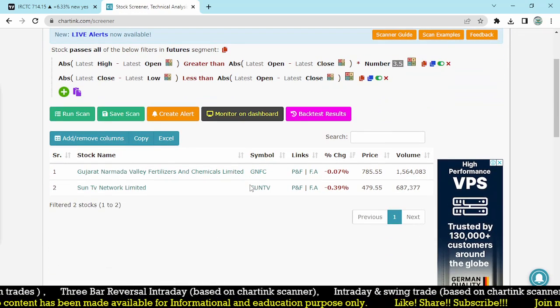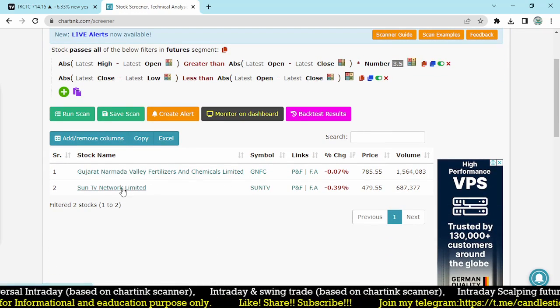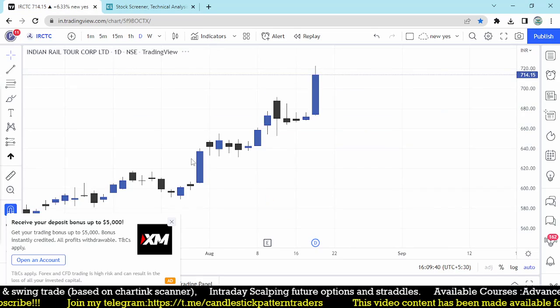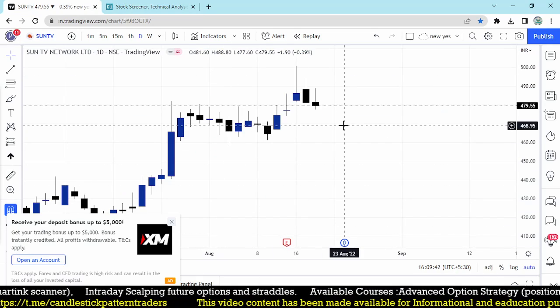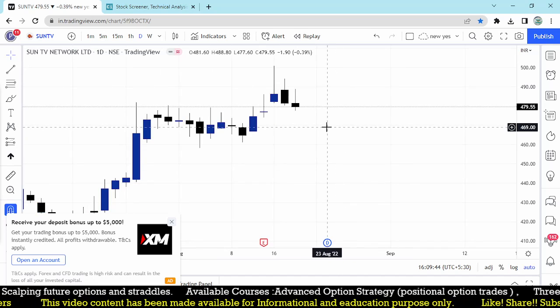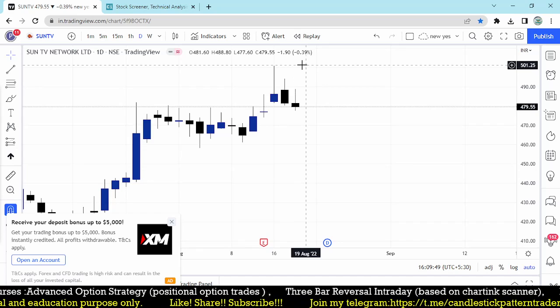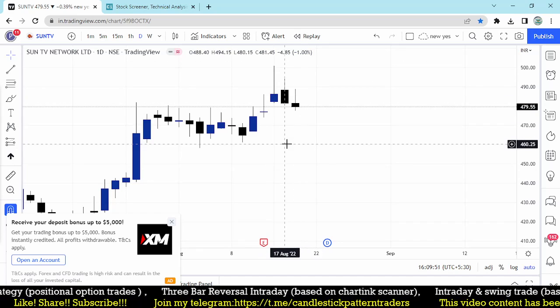Let me find out. GNFC we got a shooting star, and Sun TV also has a shooting star. Let me check Sun TV. Yes, it's a shooting star, but we always focus that the shooting star must form at the topmost or highest level. That is why it's not suitable.